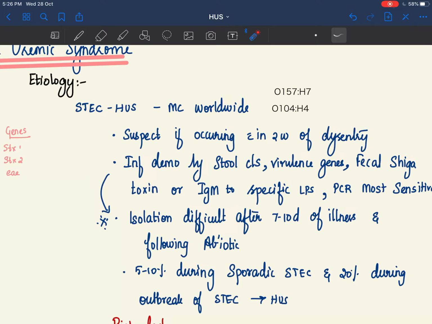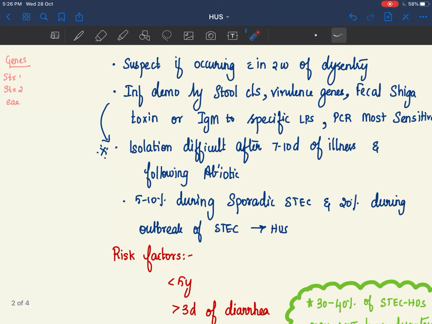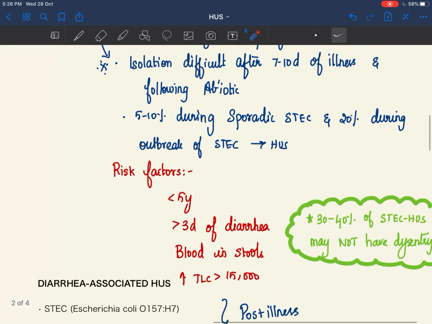The important point here is isolation is difficult after 7 days of illness onset and especially following antibiotic. But most of the patients present after this antibiotic or after this 7 to 10 days of illness. Correct? So your type of testing will differ depending upon what age or what stage of disease the child presents to you in. 5 to 10% of sporadic cases and 20% during outbreak, bloody diarrhea can turn into HUS, and you need to be on watch.